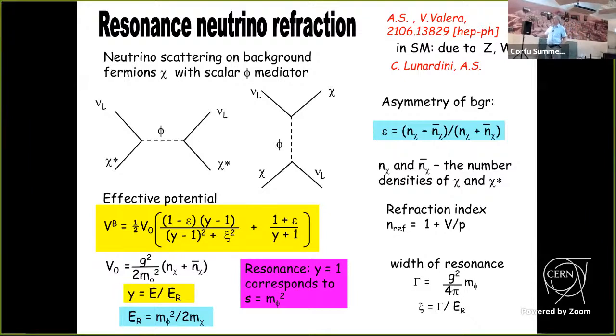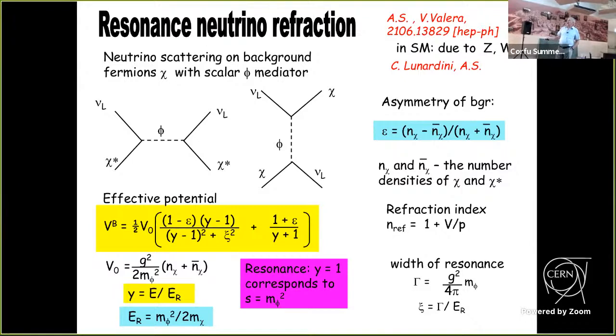So n is the number density of these fermions, and we have two scattering diagrams. We have neutrinos scattered on this side of this dark matter particle. This one is a resonant diagram. It has a resonance here, and the effective potential generated by this diagram is written here.